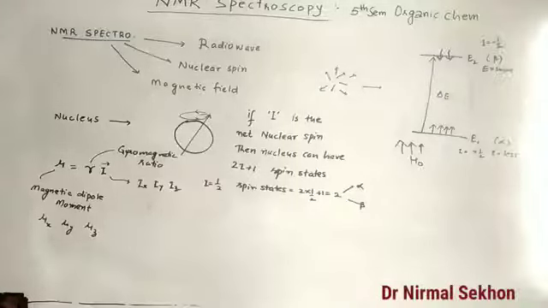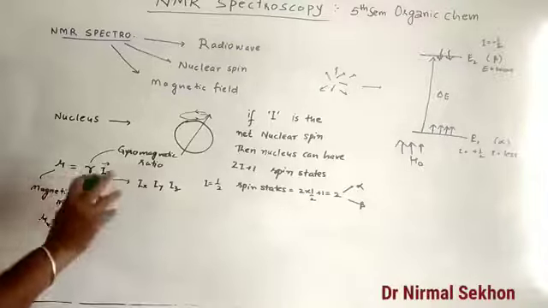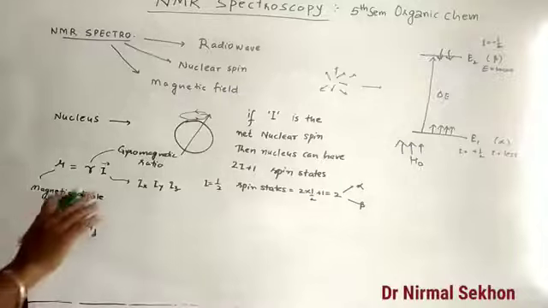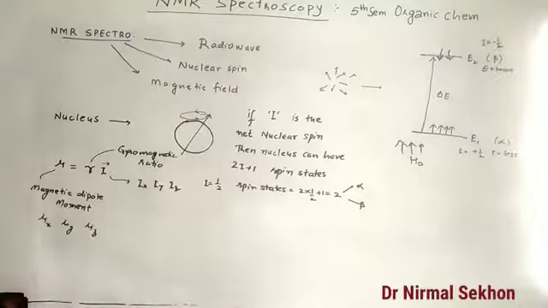This gamma is a constant for a particular type of nucleus, and it is called the gyromagnetic ratio. What is I here? I is the nuclear spin angular momentum. This mu is a vector quantity, which means it has a direction. Similarly, I is also a vector quantity.